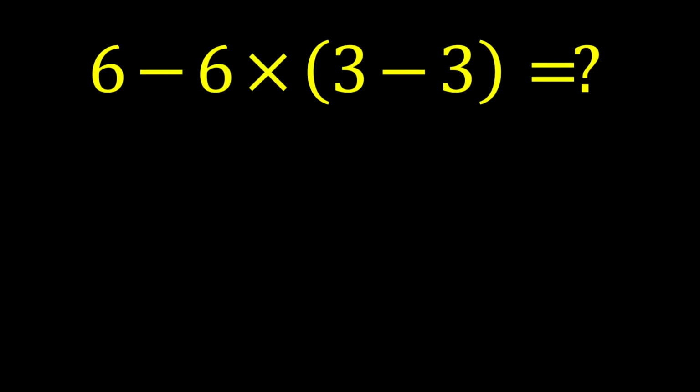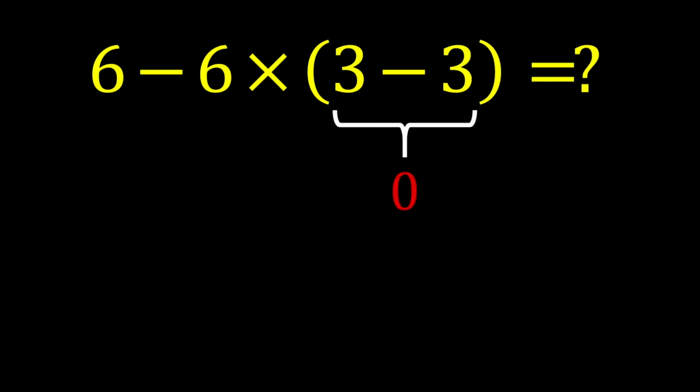The expression is 6 minus 6 times open parenthesis 3 minus 3 close parenthesis. In this expression, there is one subtraction, one multiplication, and one pair of parentheses. Inside the parentheses, there is another subtraction. According to PEMDAS, in this expression, we must first calculate the expression inside the parentheses.